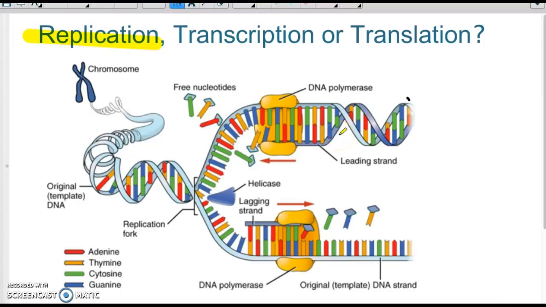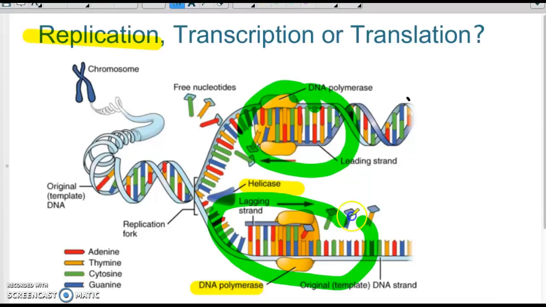Now, what on this picture is telling you that it's DNA replication? Well, first of all, it's DNA polymerase. Ase is an enzyme. So this is making a copy of DNA. That's why it's called DNA polymerase. And you can notice that it's happening on both sides of the DNA as the helicase is unzipping the DNA. You can see that it's making a new copy here and a new copy here. So this is DNA replication.